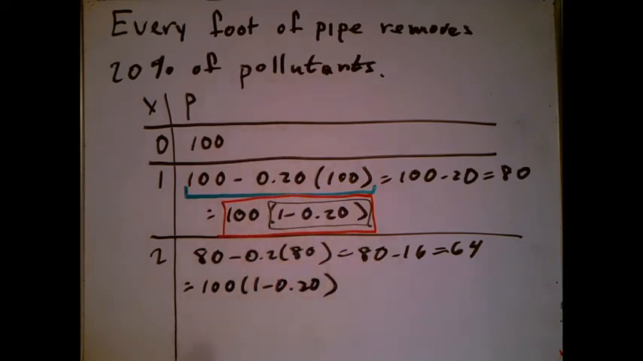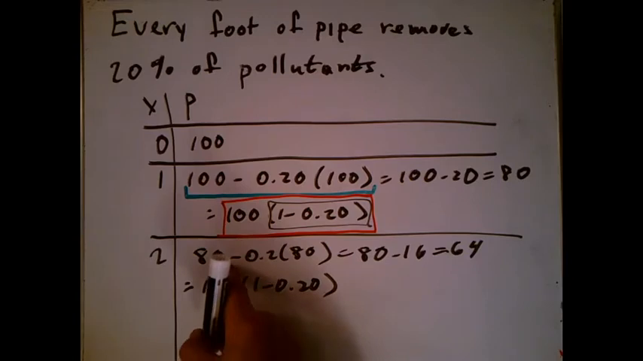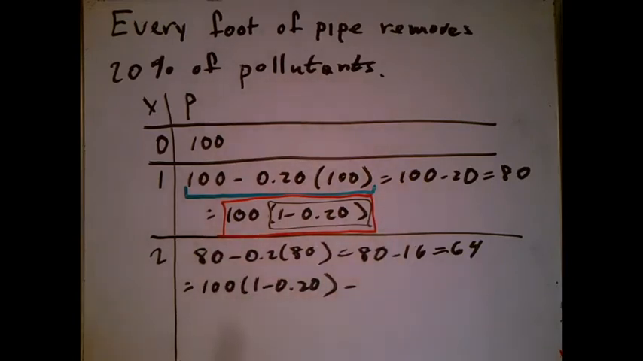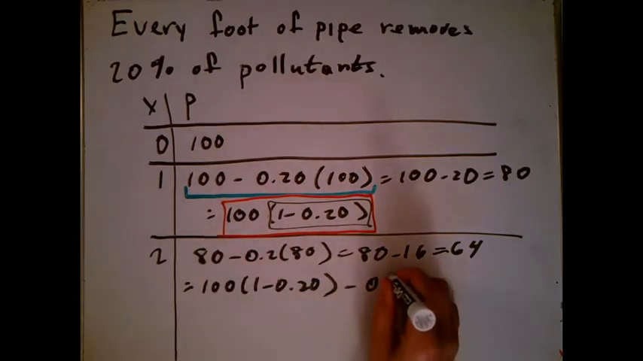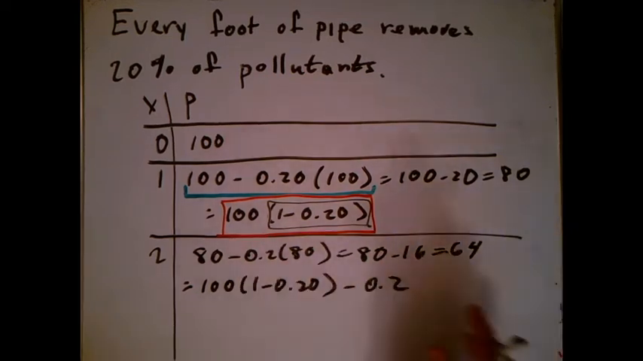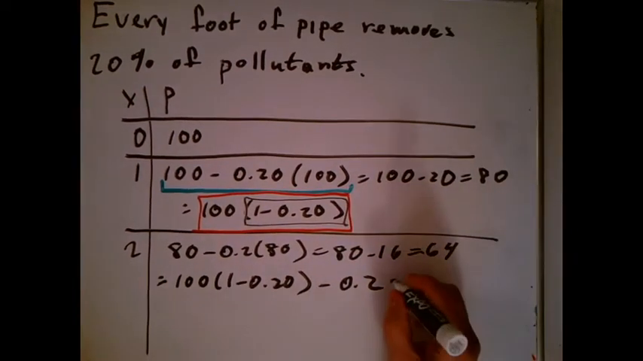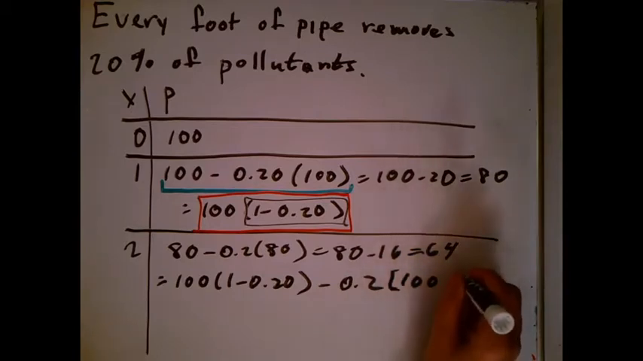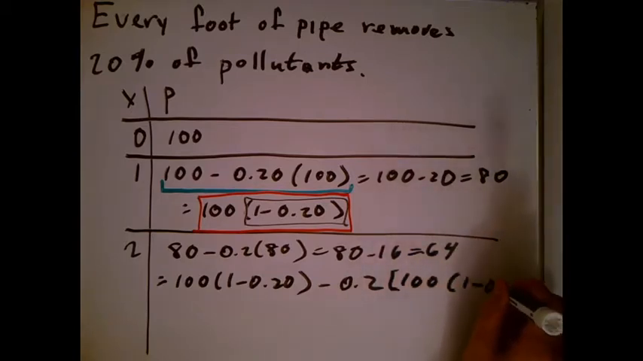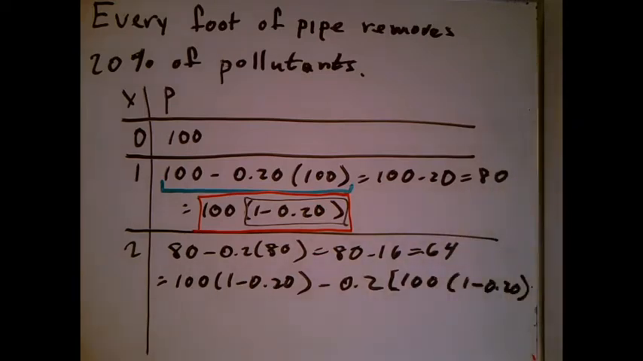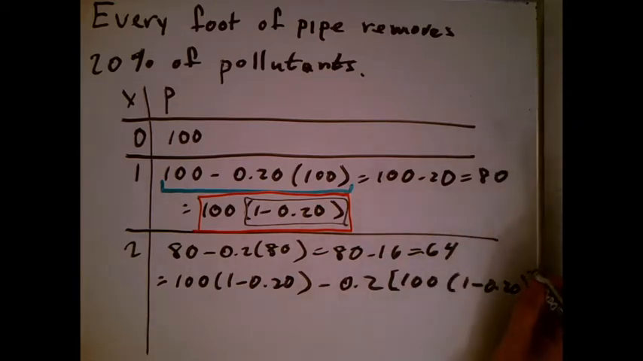That's the 80. Now what am I supposed to do? I'm supposed to subtract 20% of the 80, and again, the 80 is what's in the red box. So this is going to go like this. I get 100 times 1 minus 0.20. How much of that can we see? We can see the whole thing. I can put a little box like this.